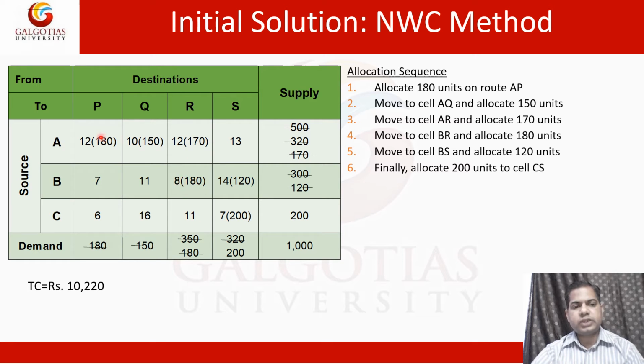Now we start with the left uppermost corner of our table, the northwest corner. From A to P, how much can we transport? The demand of P is 180 and the supply from A is 500. So we give the maximum possible, 180 units, from A to P. Then the remaining supply of A will be 320, and the demand of P will be completed. We cannot move further here, because the demand of P has been fulfilled. Now this column is vanished.